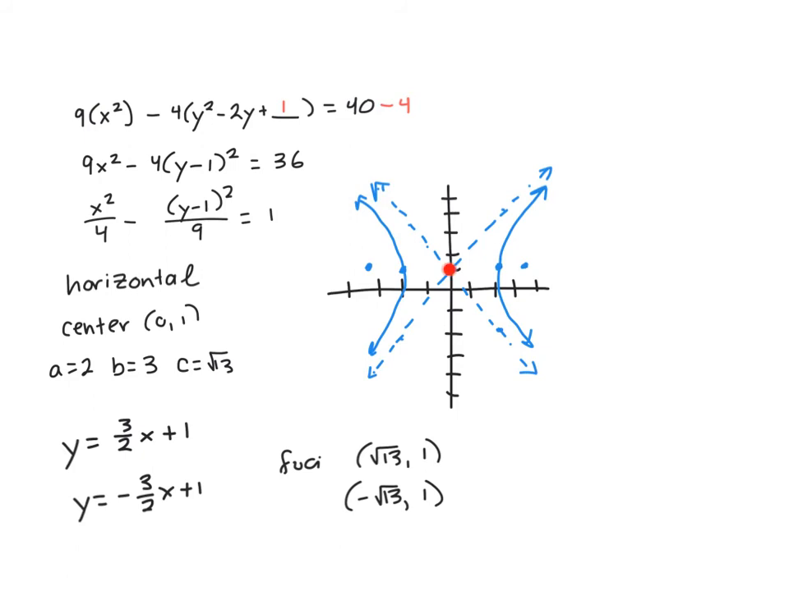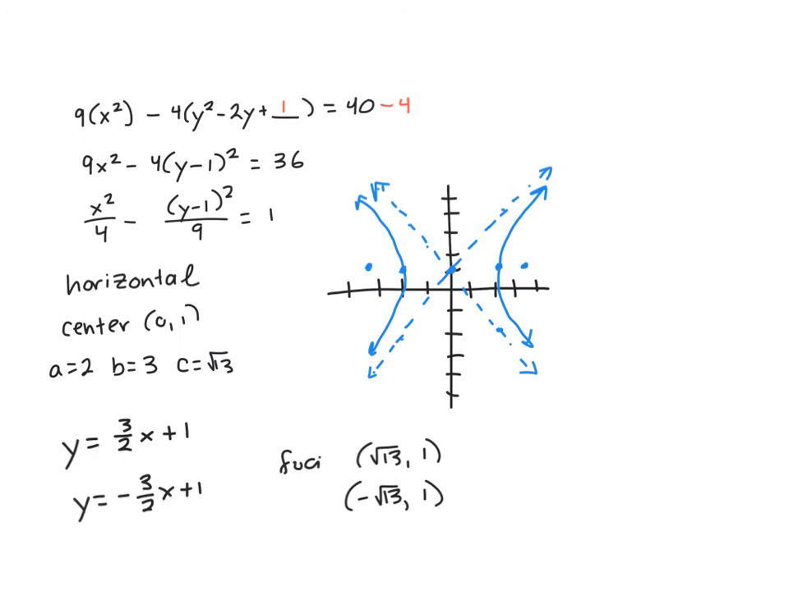So this time, the slope of our asymptotes is going to be b over a, because this time a is horizontal. So our slope is going to be plus or minus 3 over 2. And it actually goes through the center, which is a y-intercept. So our y-intercept is 1, which makes these asymptote equations really easy to make.